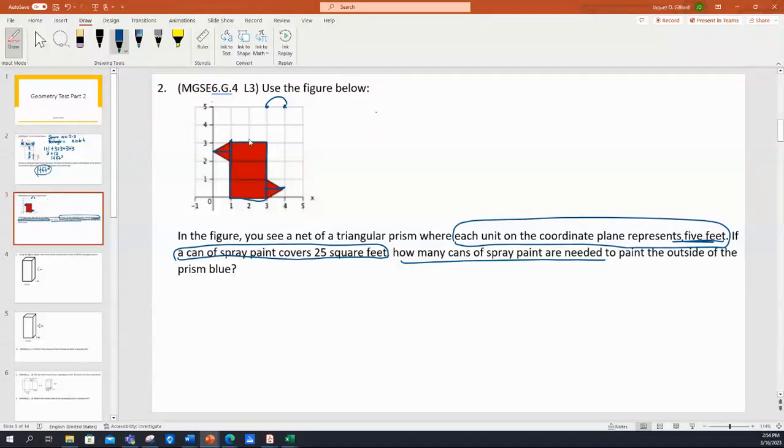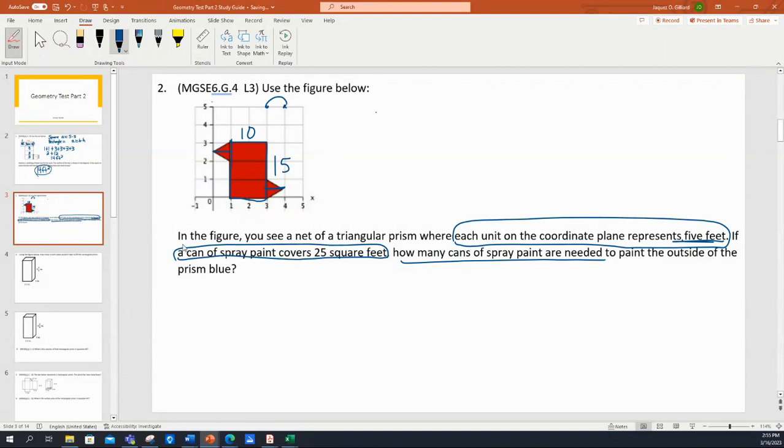So from here to here, that's 2 units. And since it's 2 units and each unit represents 5 feet, that means this is going to be 10. That's worth 10 feet. Okay. And if I'm coming down to the next one, right here to the side, the height of it is 3 units long. 3 times 5 is 15. So therefore, it's going to be 15 feet.